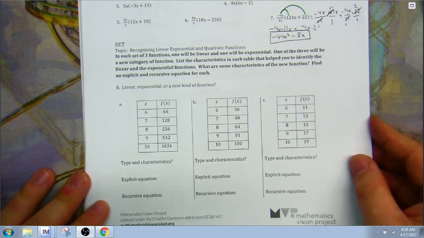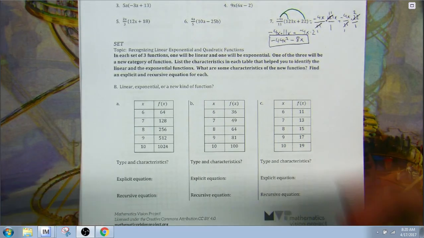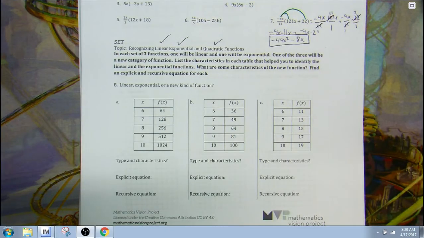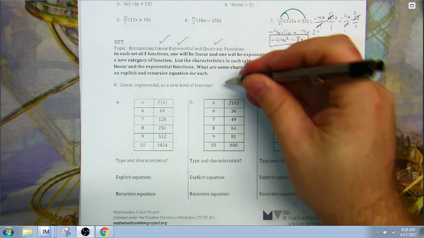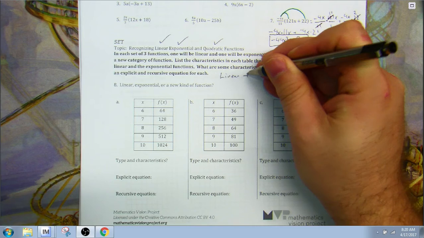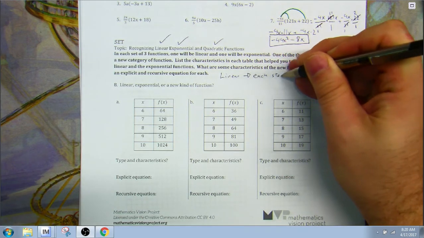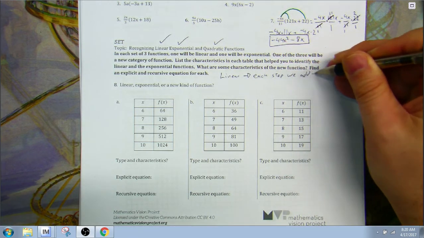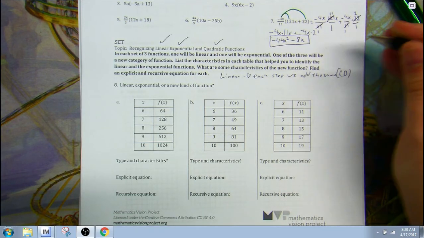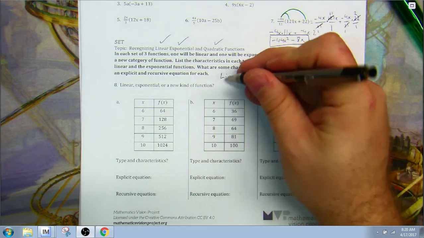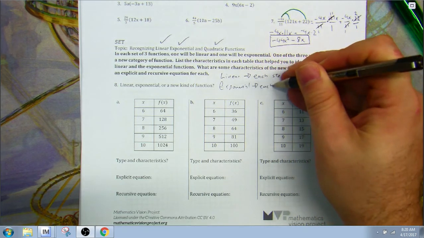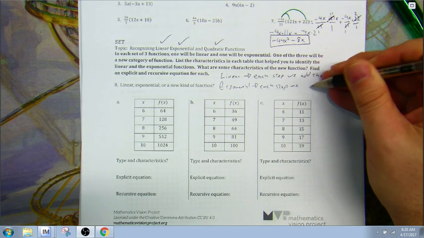The next section is we'll be talking about recognizing linear, exponential, and quadratic functions. And just to remind everybody of what's going on. When we have a linear function, that means each step we add the same number. You know, this is the common difference. Okay? When we have exponential, this means each step we multiply the same.